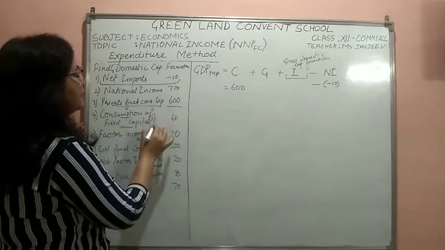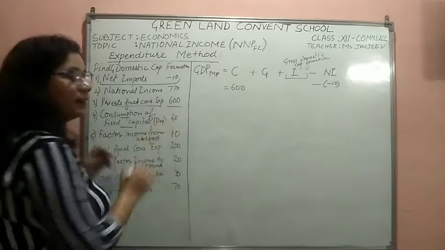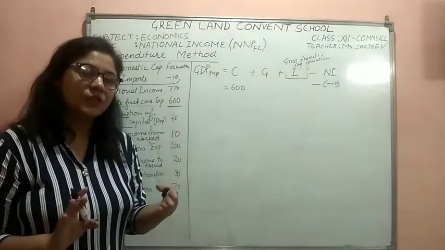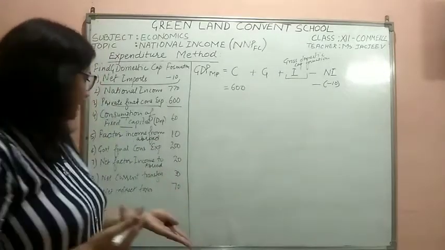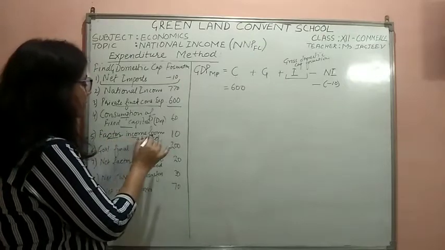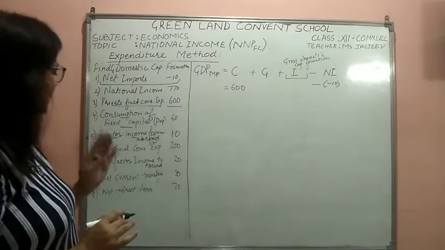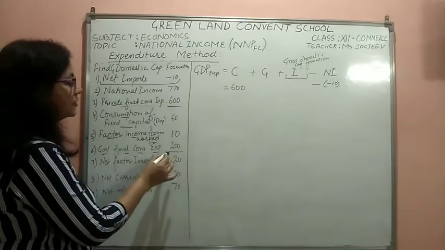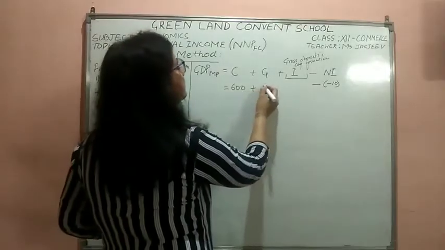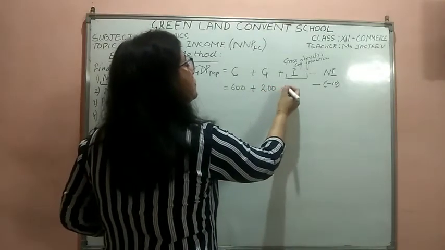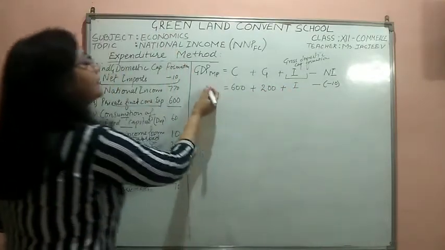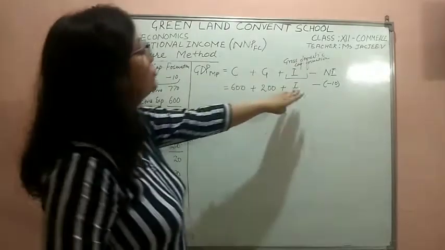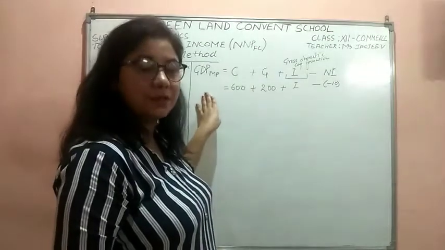Consumption of fixed capital. What I have told you consumption of fixed capital is? It is depreciation. How much capital is consumed during the year? Factor income from abroad. Keep it here. Government final consumption expenditure, we have 200. This is what we need to find, and this is not given. So two items that we do not have, we are going to find out.